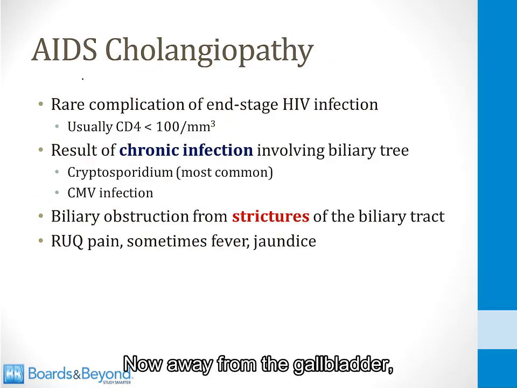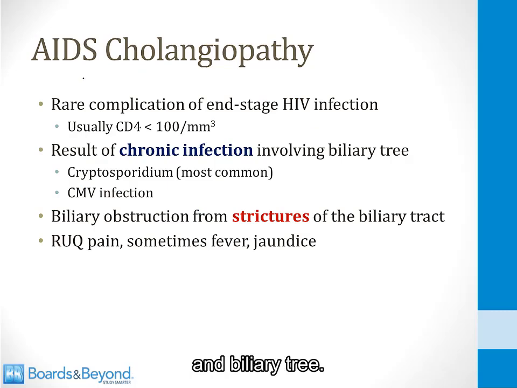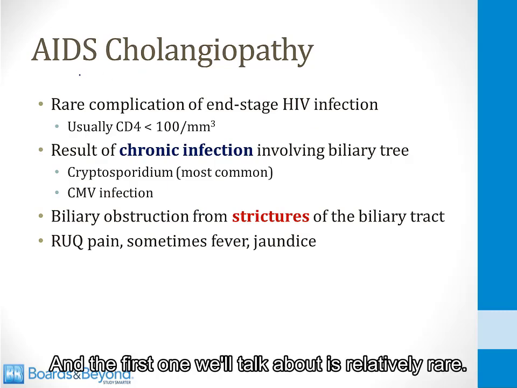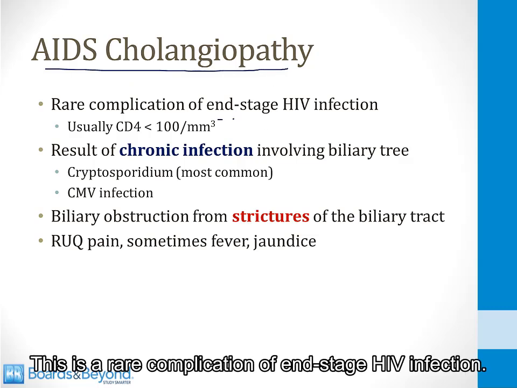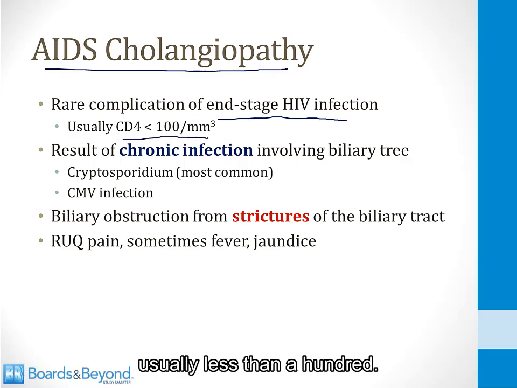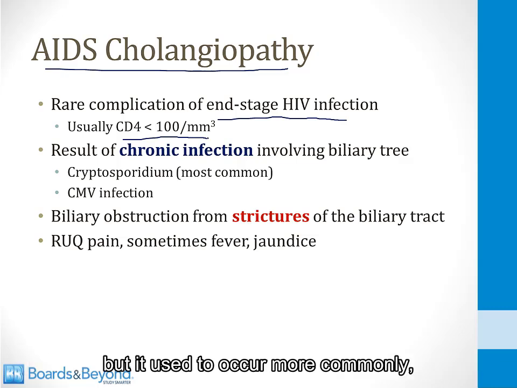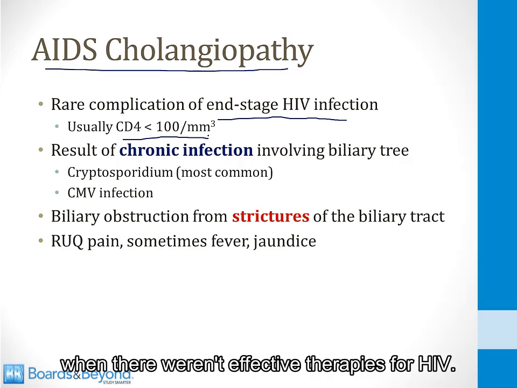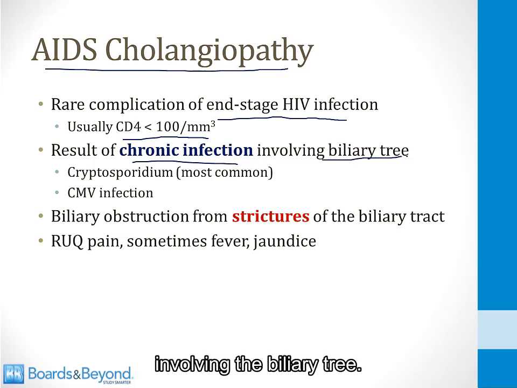Now let's move away from the gallbladder and talk about some disorders that involve the bile ducts and biliary tree. And the first one we'll talk about is relatively rare. That's called AIDS cholangiopathy. This is a rare complication of end-stage HIV infection. You have to have a very low CD4 count, usually less than 100. This isn't seen much in the era of antiretroviral therapy, but it used to occur more commonly when there weren't effective therapies for HIV. It's the result of chronic infection involving the biliary tree.